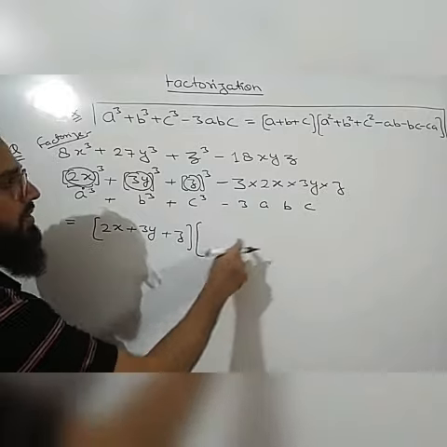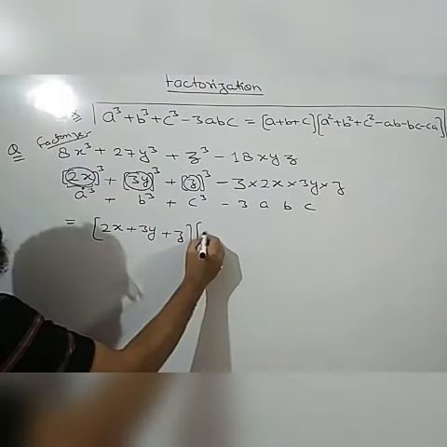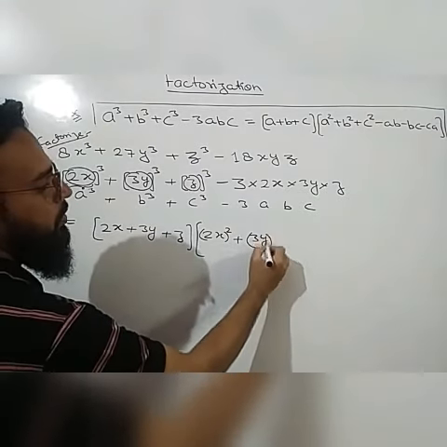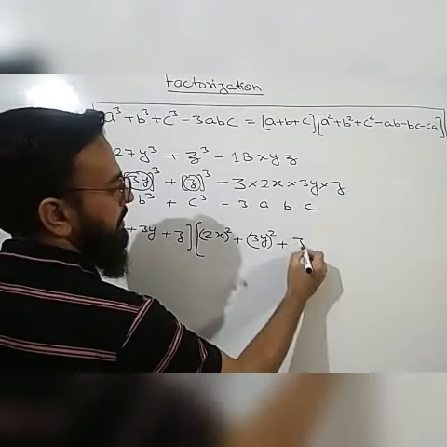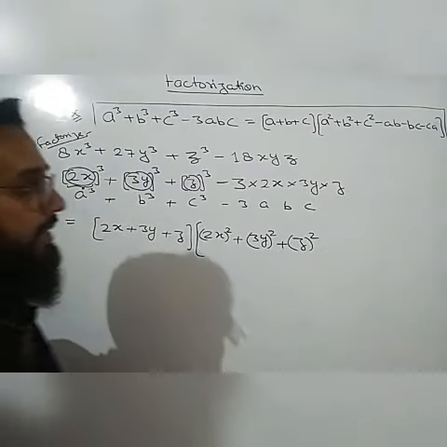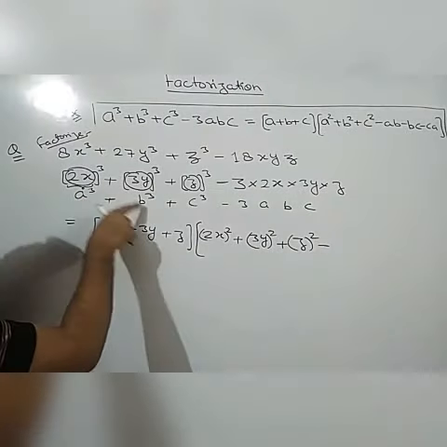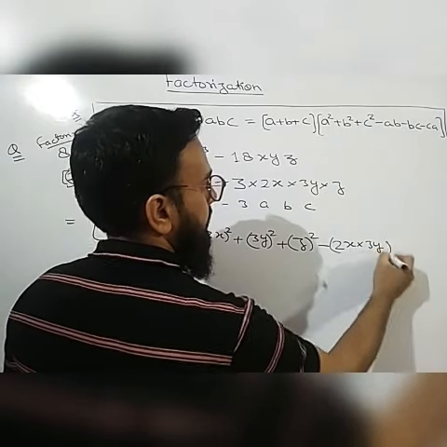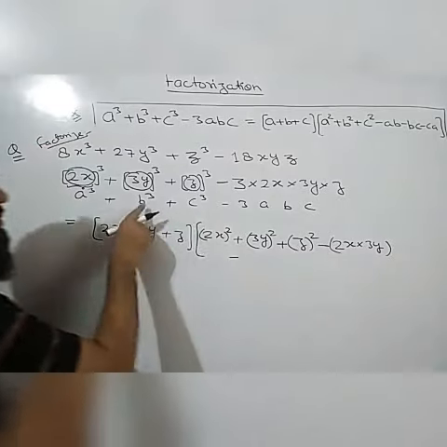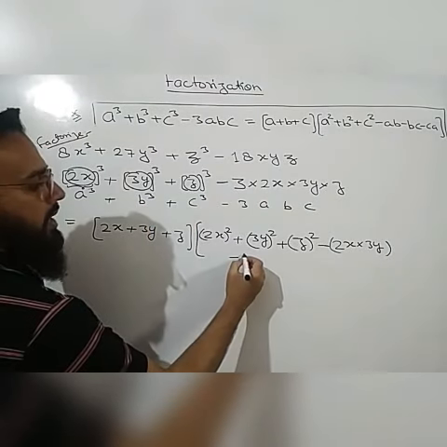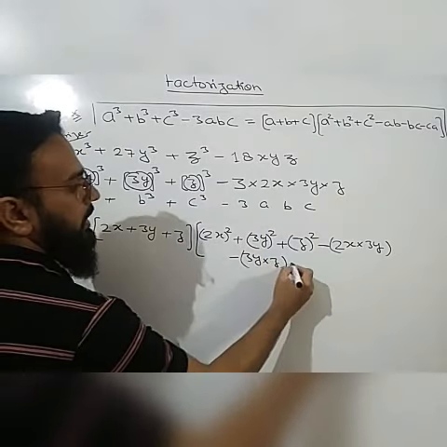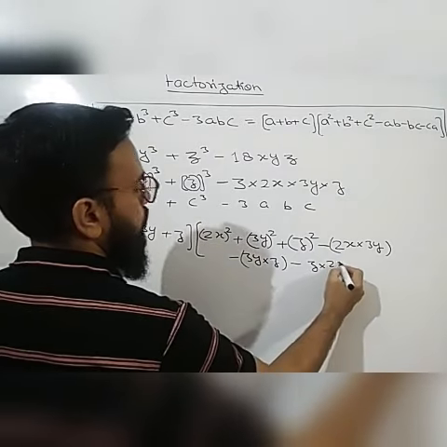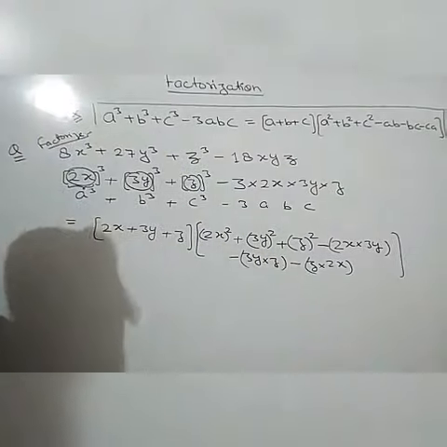Then in the second bracket what will we get? It is a square, that is 2x whole square, plus b square, that is 3y whole square, plus c square, that is z square, minus a into b, that is minus 2x into 3y. Then minus bc, where b is 3y and c is z, so minus 3y into z. Then minus ca, where c is z and a is equal to 2x. So this is our second bracket.